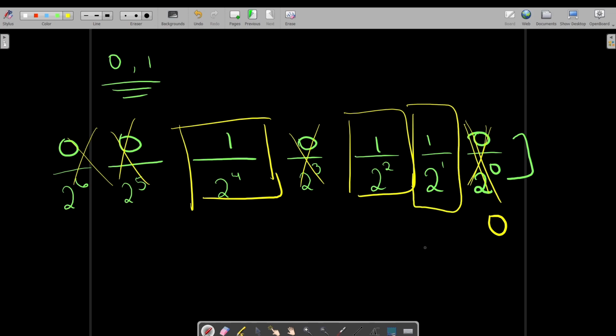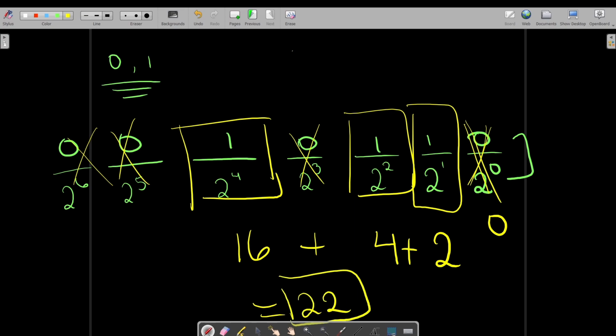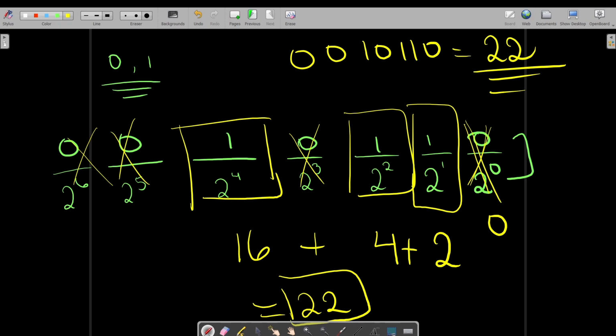What is 2 to the power 1? That's 2. What is 2 to the power 2? That's 4. 2 to the power 4 is 4 times 4, which is 16. Now all we have to do is add these values. What is 16 plus 4 plus 2? That's 22. So the representation of 0, 0, 1, 0, 1, 1, 0 in the binary number system is the number 22. I hope you see how that works.